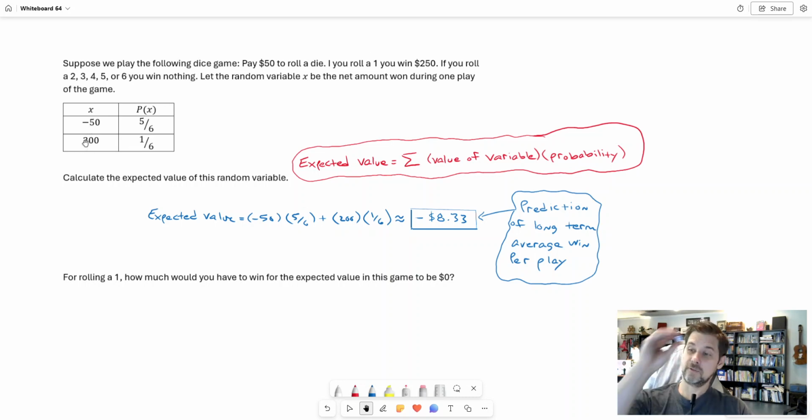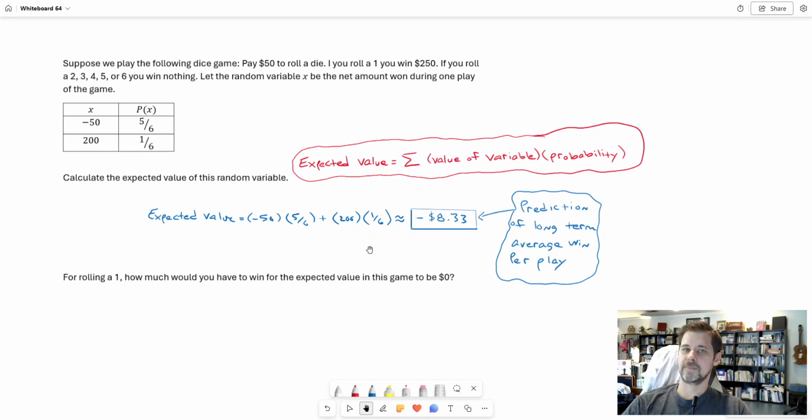And you can imagine, I roll the die and I roll it and I roll it and I win and lose sometimes, right? Depending on the roll. But in the long run, as I play more and more, if I average out my wins and losses, it's like I lose $8.33 per play. I know sometimes I might win way more than that, but because I win so much less frequently, most likely, than I lose, then it's going to be an average loss per play of $8.33. So that's what that number means.